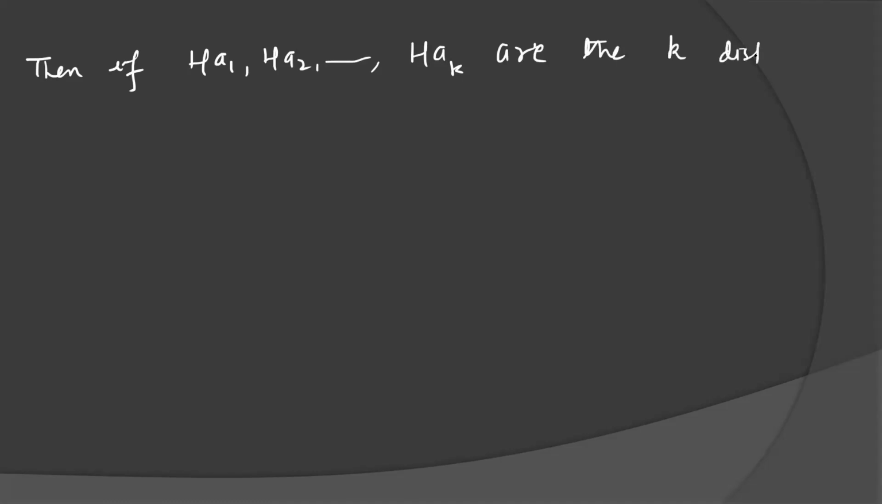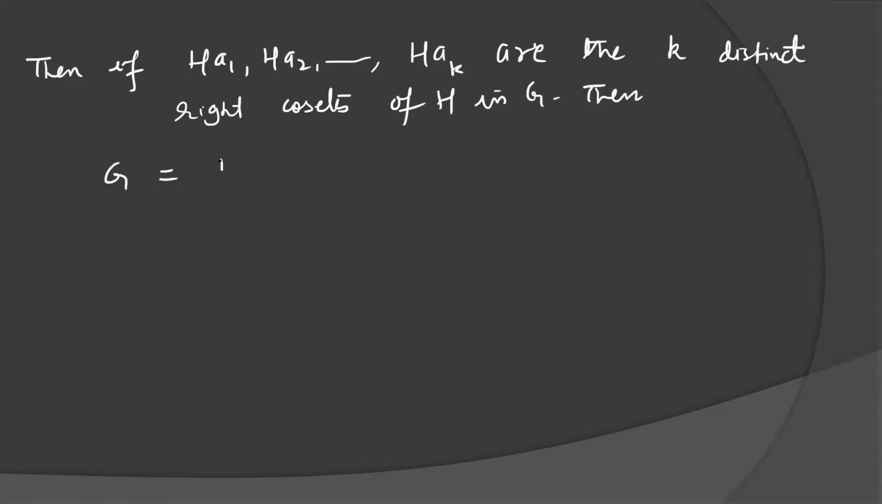Then if Ha1, Ha2, and I am supposing Hak are the k distinct right cosets of H in G, then we know that we can write G as the union of all the right cosets: Ha1 union Ha2 union Ha3 and so on, union Hak.